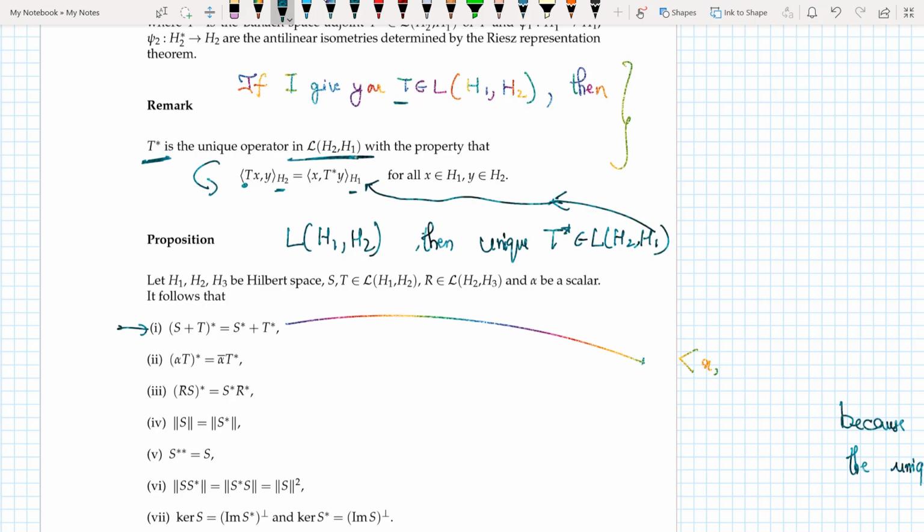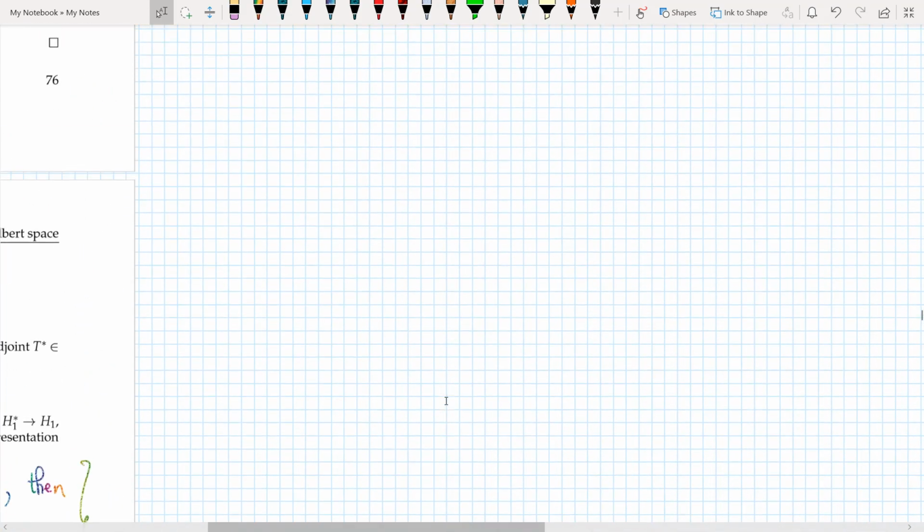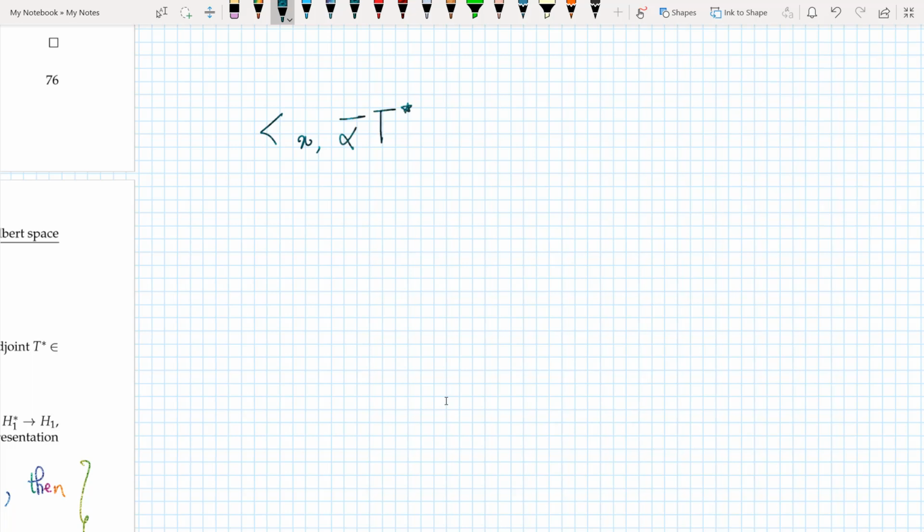Now we start with proving the second identity. I proceed in the same way again. I write that down as the inner product of x with alpha star T star y, and then this is equal to alpha times the inner product of x, T star y, which is equal to alpha times the inner product of Tx, y.